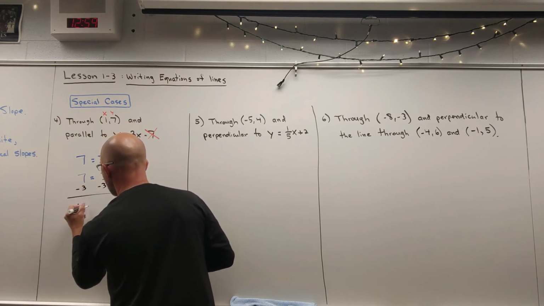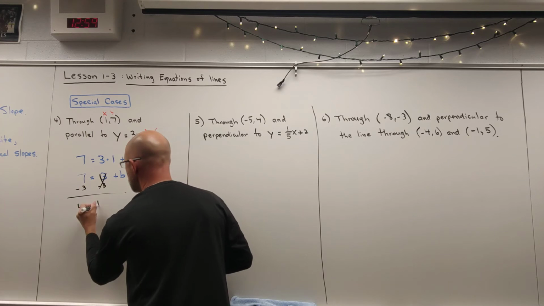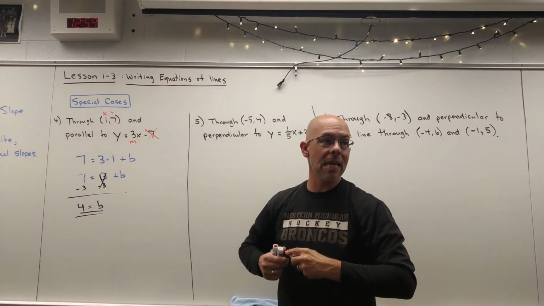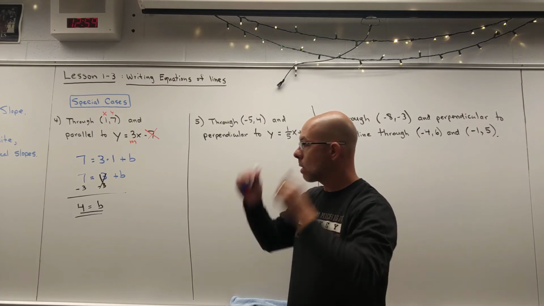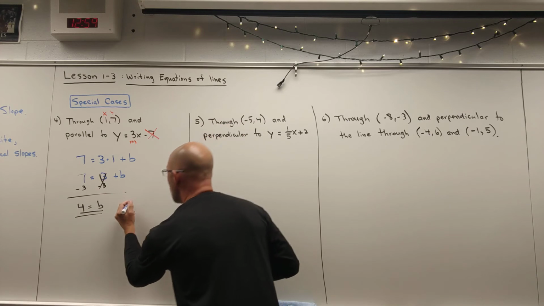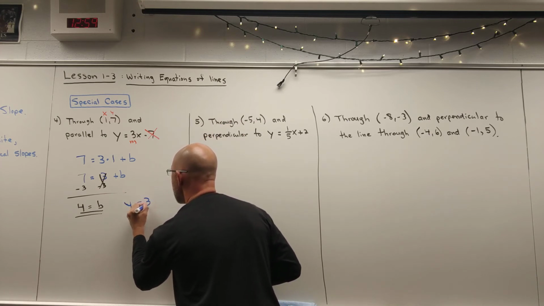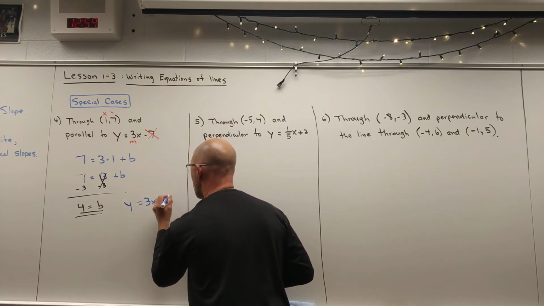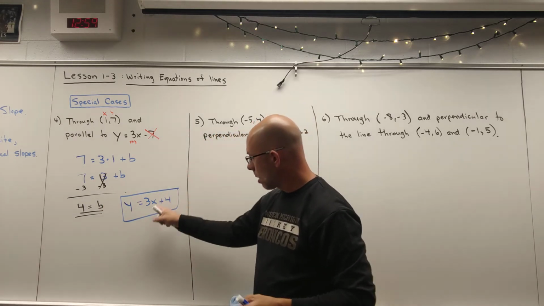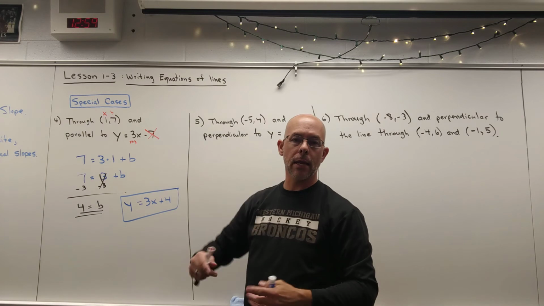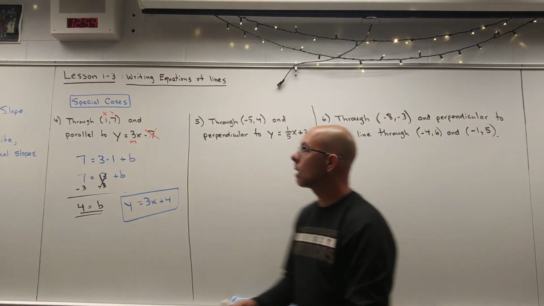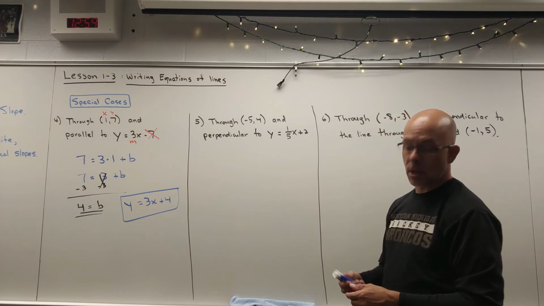7 minus 3 is 4. 3 minus 3 cancels. B equals 4. The minute we have m and b on our workspace, we're ready to write the equation. There's m, there's b. Y equals 3x plus 4. This is our line. That was their line. We share the same slope. We are therefore parallel.